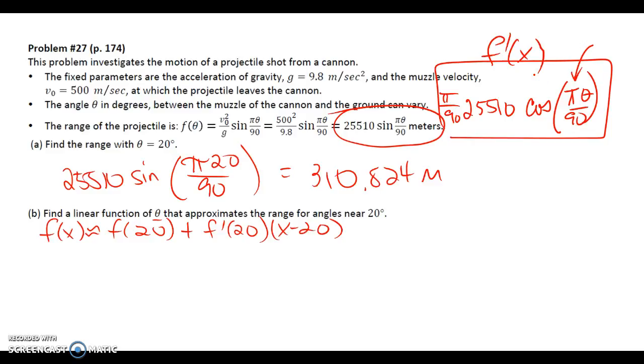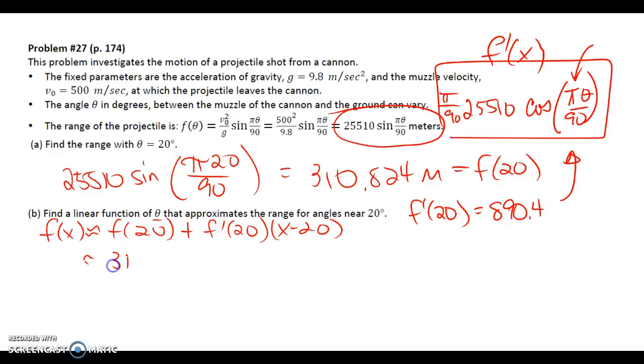So what I did was, we know f of 20. This is the function at 20, right? Let's find f prime at 20. And when I plug that in, I end up with, where are we? F prime of 20 is 890.4. Just plug 20 in there, right? All right, so this is going to be 310.824 plus 890.4 x minus 20.